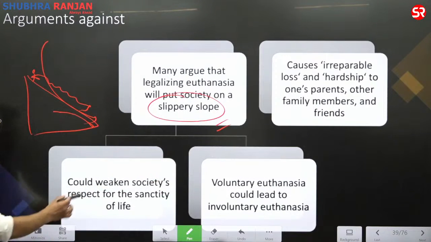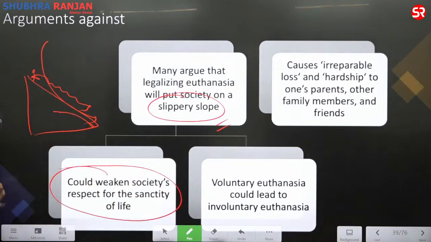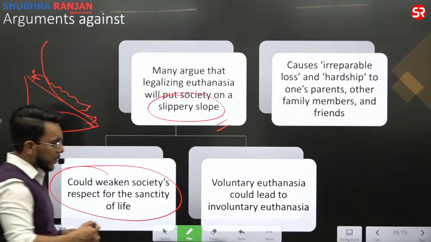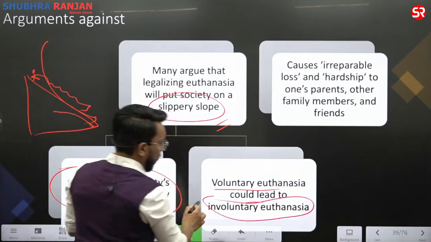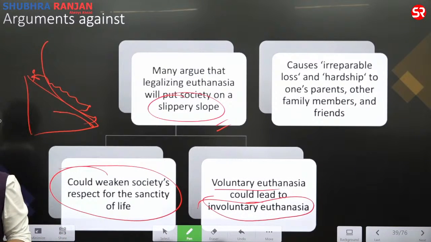Okay, so it could weaken society's respect for the sanctity of life. Meaning you diluted the sanctity of life in one condition, and in other conditions also life's sanctity could be diluted. Okay, fine. Voluntary euthanasia could lead to involuntary euthanasia. Are you getting it? Some other people will decide.